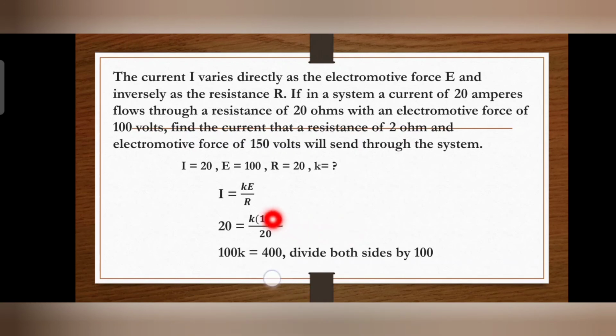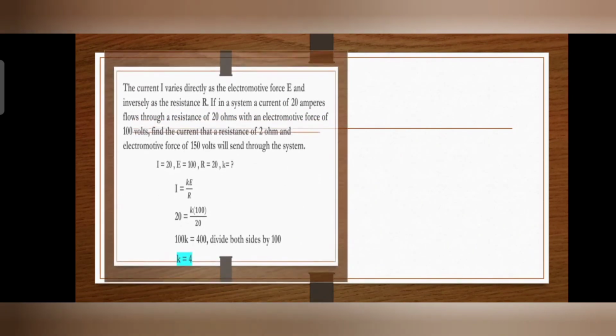So, you cross multiply. So, K times 100 is 100K. 20 times 20 is equal to 400. Then, divide both sides by 100 dito sa left side at saka sa right side, para yung matira na lang sa left side is ang K na lang. So, the answer is K is equal to 4. 400 divided by 100 is equal to 4. So, ang value ng K natin is 4. So, since meron na tayong value ng K, mahanap na natin yung value ng I, which is the current.